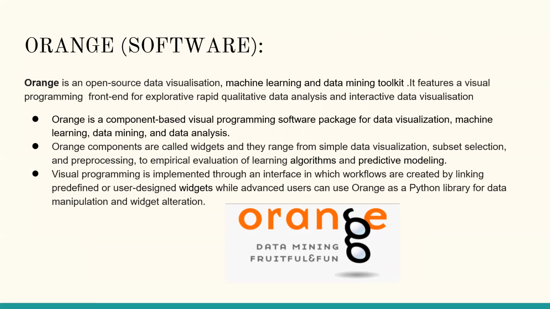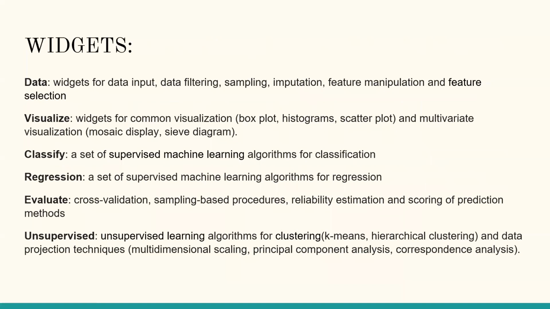Orange components are also called widgets. There are various kinds of widgets which are available in Orange. These are the different types of widgets which are available in Orange. The widgets which come under data are input, data filtering, sampling, imputation, feature manipulation, and feature selection. The next one is visualize. In visualization, we have various widgets like histograms, scatter plot, etc.